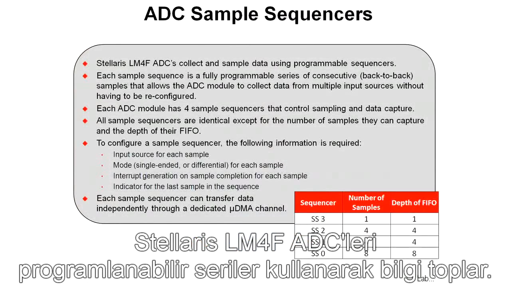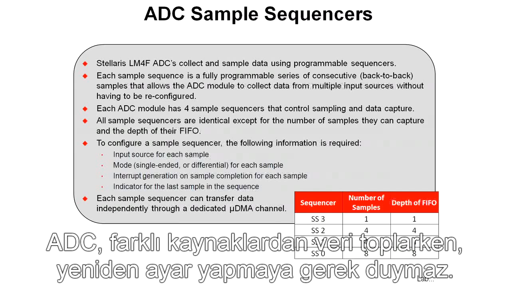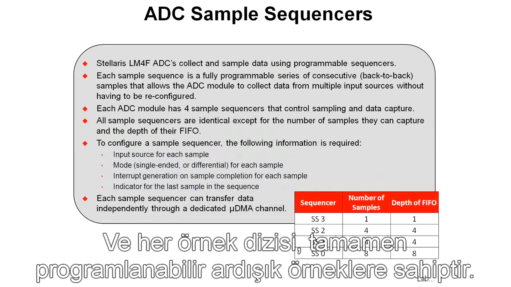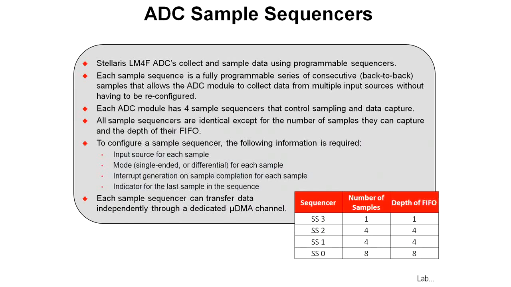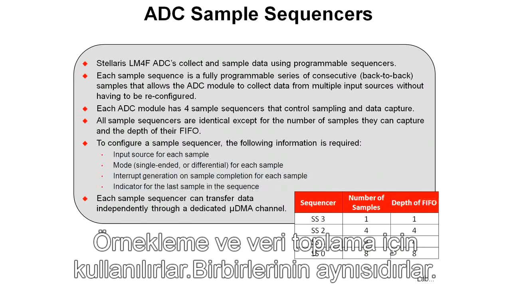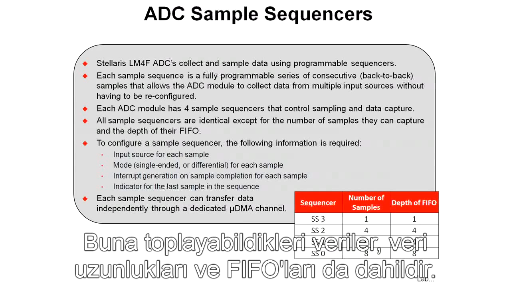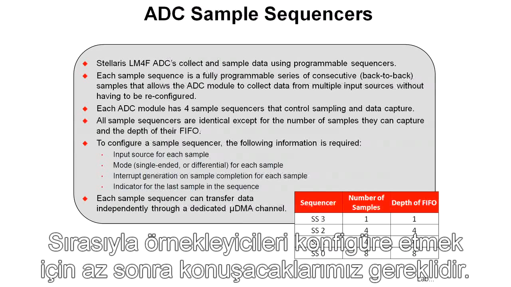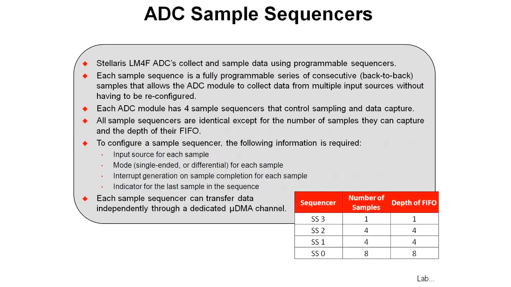The Stellaris LM4F ADCs collect and sample their data using programmable sequencers. Each sample sequence in the sequencer is a fully programmable series of consecutive samples that allows the ADC to collect data from multiple input sources without having to be reconfigured. Each one of the modules has 4 sample sequencers that control the sampling and data capture. They're all identical except for the number of samples that they can capture and the depth of the FIFO associated with it. So in order to configure a sample sequencer, the following information is going to be required for each one of the samples that you want to make.